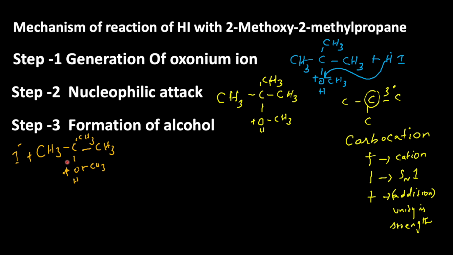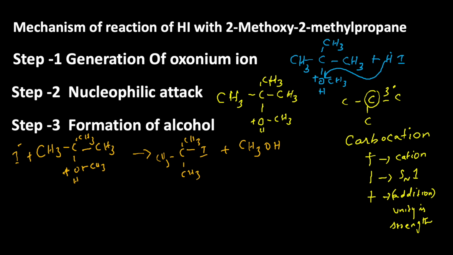Step 3. This bond breaks and the iodide ion, which is a nucleophile, will attack this tertiary carbon, leaving the CH3OH group as a product. So let us draw it. Here CH3, here CH3, then here CH3, then after that iodide, plus CH3OH.